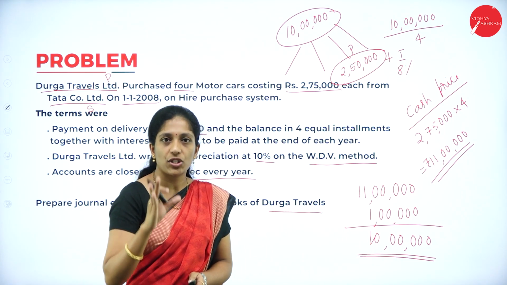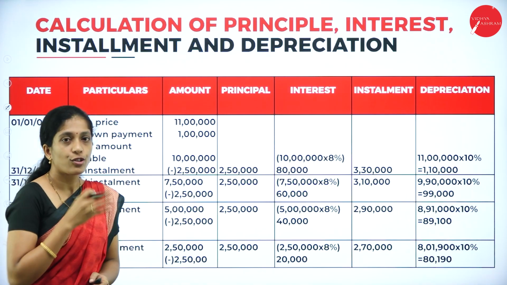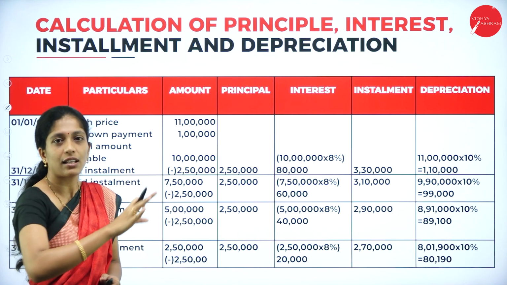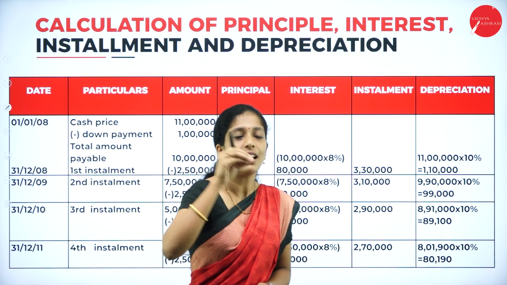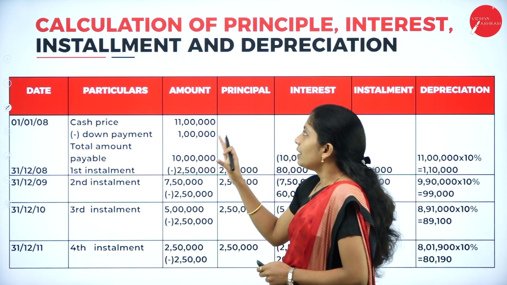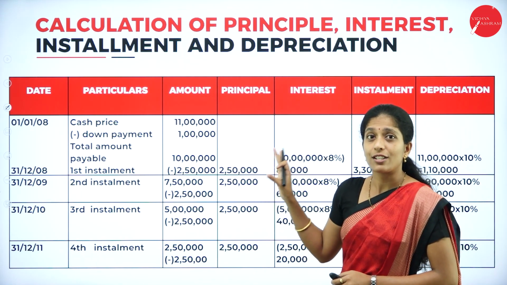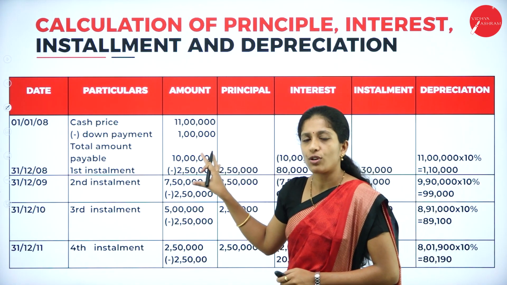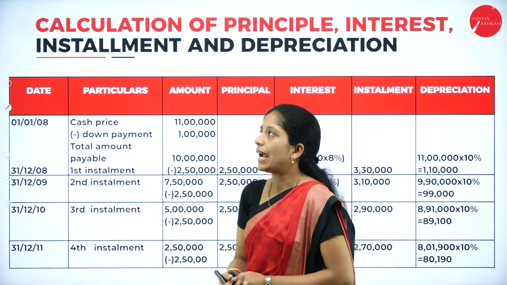I think you know the journal entries. Now we have to draw a table. If you draw this table, everything is there in this table itself. The only thing is that you have to pick the amount and record it in the journal entries. So for this calculation, you have to draw this table. This is also very important. If you draw this table, you can directly pick the amount and write in the journal entries.